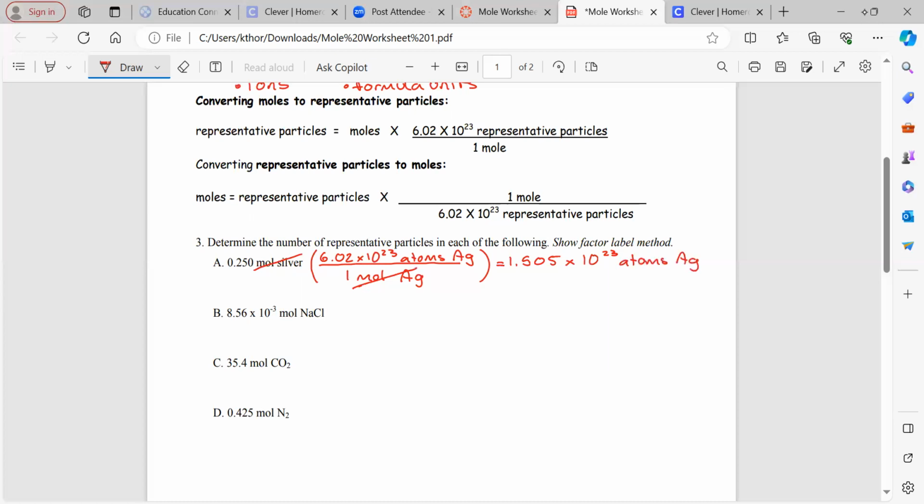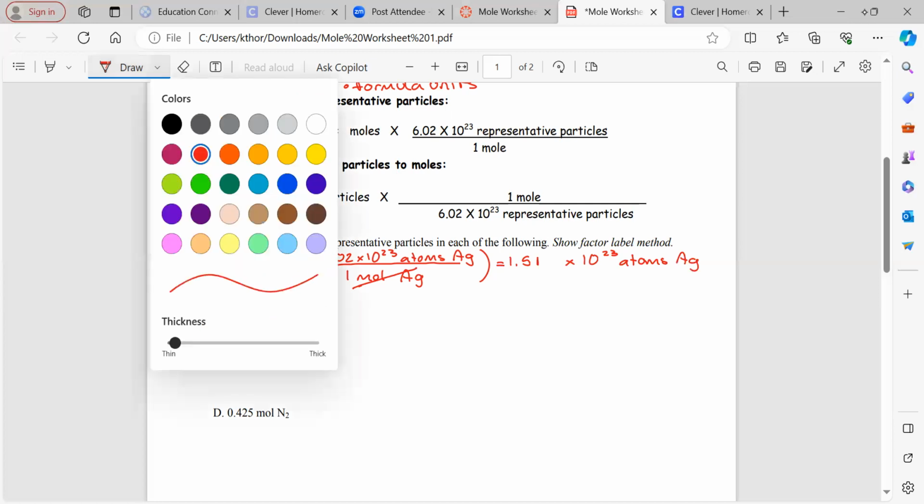Now there's one teeny tiny catch. Your original number has 3 sig figs, 0.250. So we need our answer to have 3 sig figs. Right now it has 4. So we're going to keep the 1. We're going to keep the 5. But then that 0 is going to round up to a 1 because that's a 5, and you just erase the 5. So your answer is going to be 1.51 times 10 to the 23rd atoms of silver.